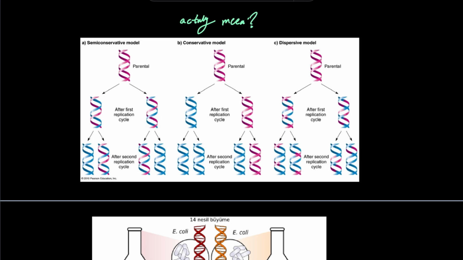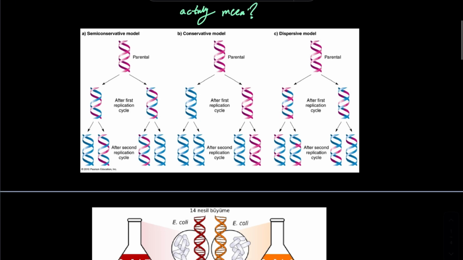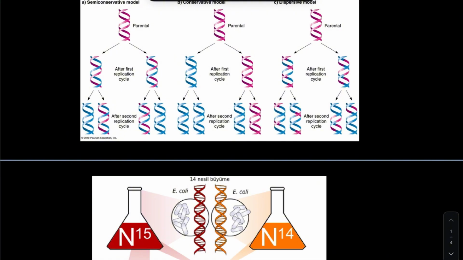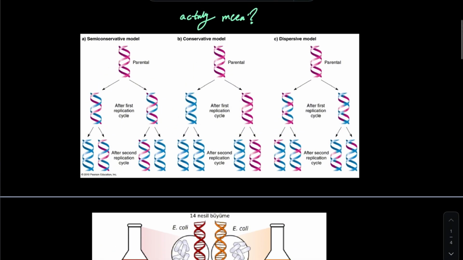Scientists once proposed 3 different models to explain how DNA might replicate. The first was the conservative model. In this model, the original DNA molecule would remain completely unchanged, while an entirely new DNA molecule would be produced, like this picture.